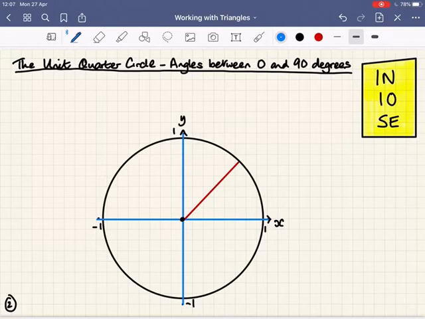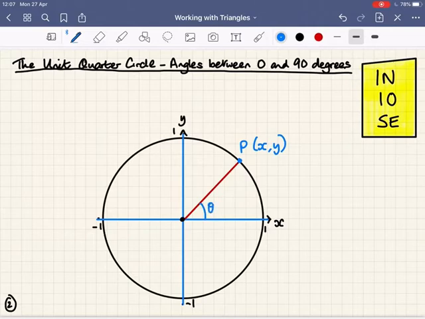Here we've got a circle with a radius of 1. You can see the coordinates 1, 1, minus 1, and so on. I can mark any point on the circumference of that circle. I'll mark this point here as P. It has coordinates x, y. You can see that it creates an angle with the x-axis. Let's call that angle theta.